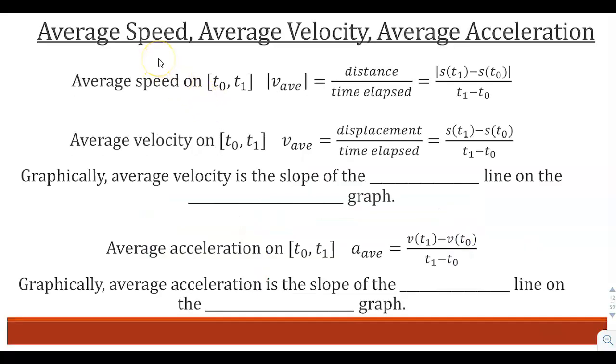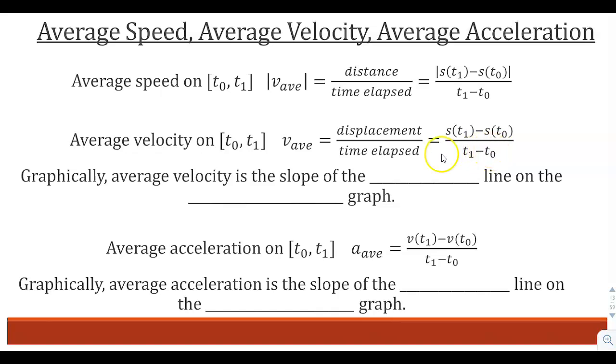Let's now take a look at average speed, average velocity, and average acceleration. So average speed over a time interval is distance over time elapsed. So distance being the absolute value of the difference between the two positions over the change in time. Whereas average velocity is displacement over time elapsed. So we don't have the absolute value bars around the change in position, and then we have the change in time on the bottom.